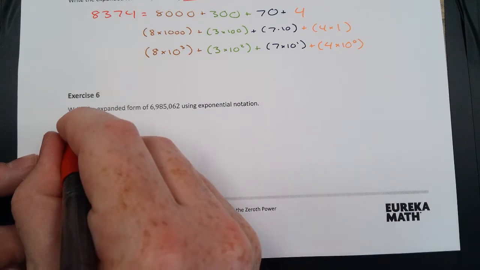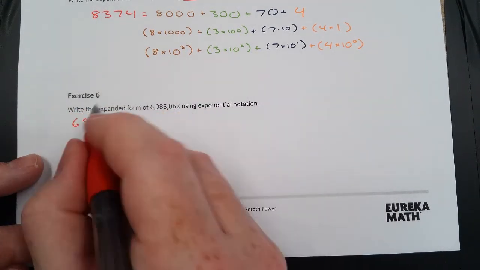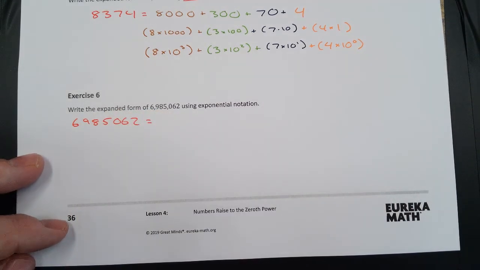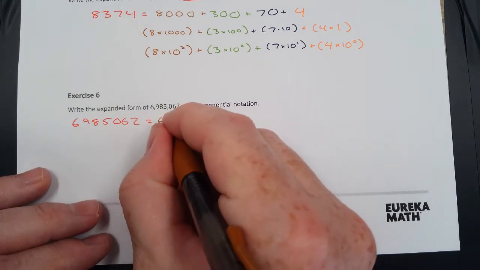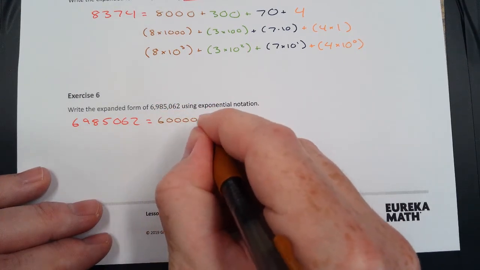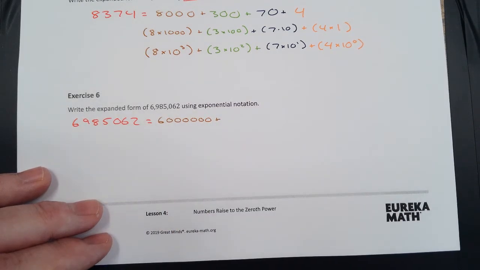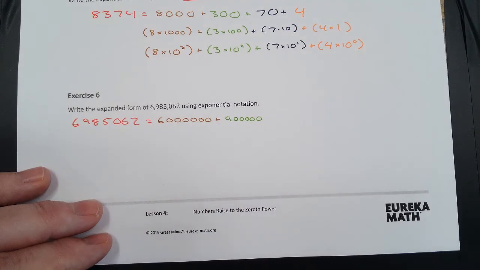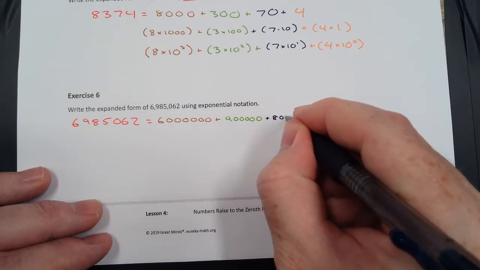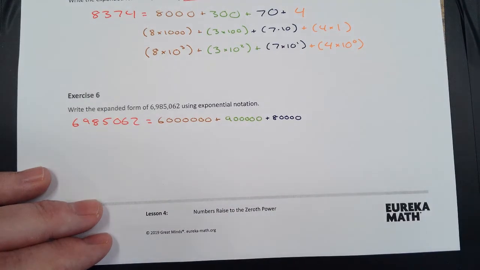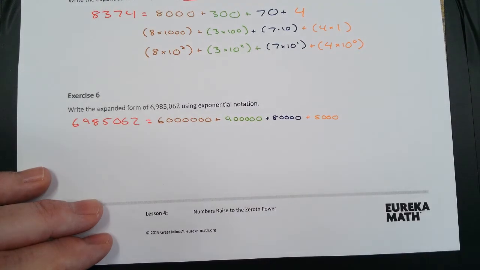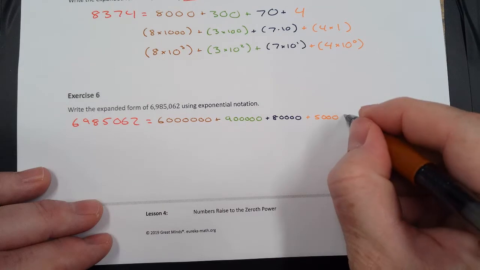Okay, I'm back. Hopefully you paused the video and you're ready to check the work that you did. That's our number. Let's break it up into the expanded form you learned in elementary school, where this big number is 6 million plus 900,000 plus 80,000 plus 5,000. I'm going to skip the hundreds because I have a 0 in the hundreds, so I don't need to worry about that.